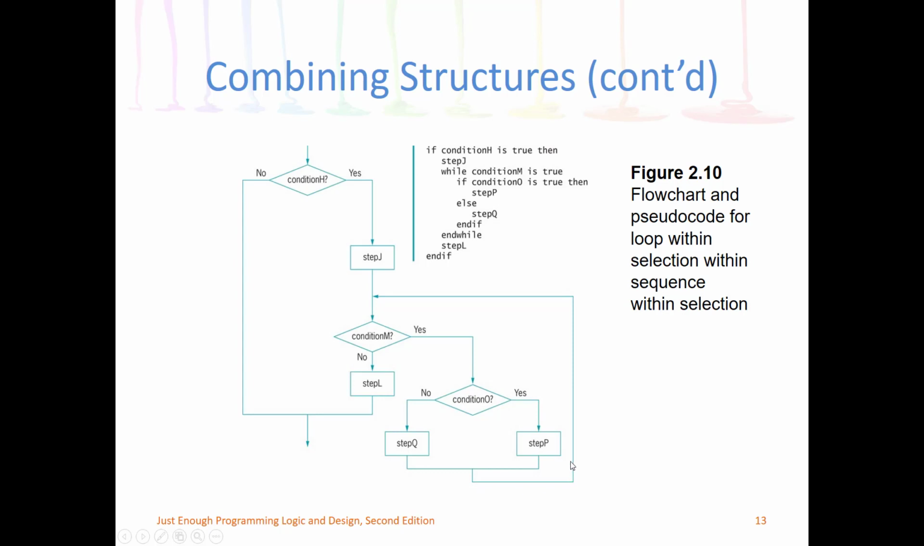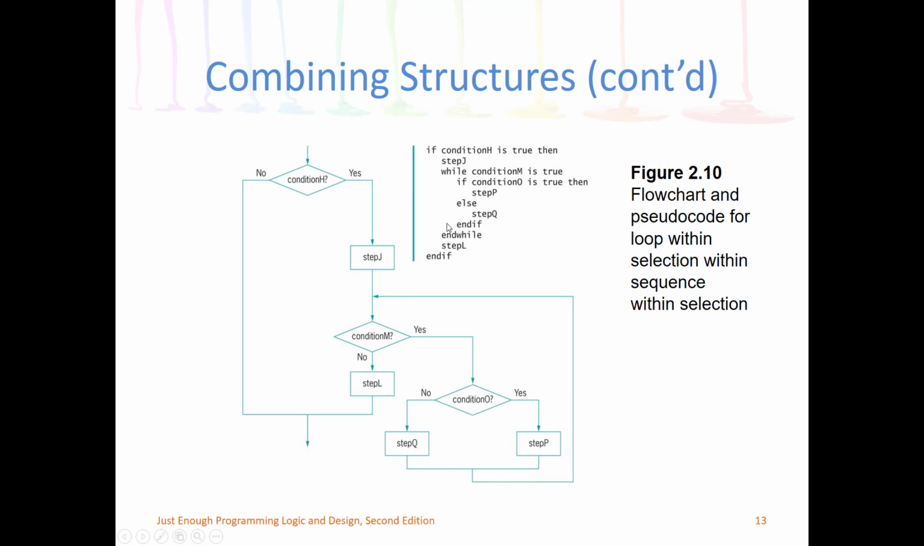Come down here and trace this arrow back, and that's a loop. It loops right back to the condition that drives the loop. And you can see here that it is a while loop. So we're going to do this loop and everything in it while condition M is true. So we have a dual alternative if nested inside of a while loop. And inside the dual alternative if, we have sequence. You do this and you go out, or you do this and you go out. And that's basically how that works.